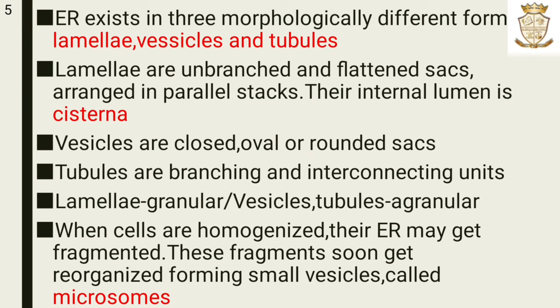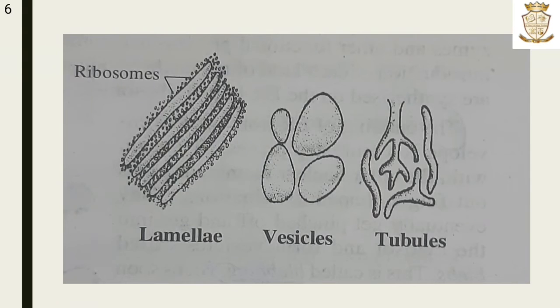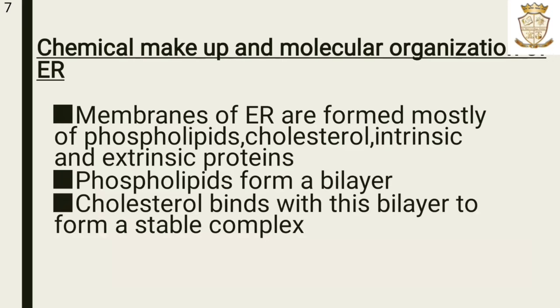When cells are homogenized, their endoplasmic reticulum may get fragmented. These fragments soon get reorganized, forming small vesicles called microsomes. Here we can see lamellae, vesicles, and tubules.